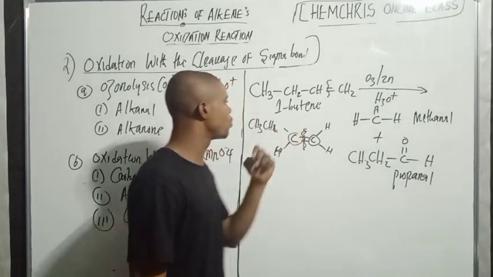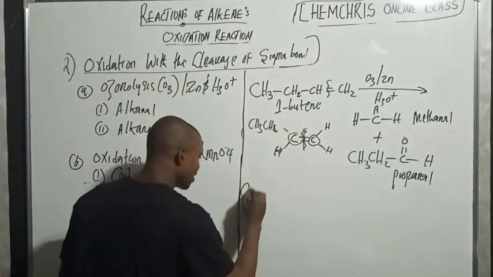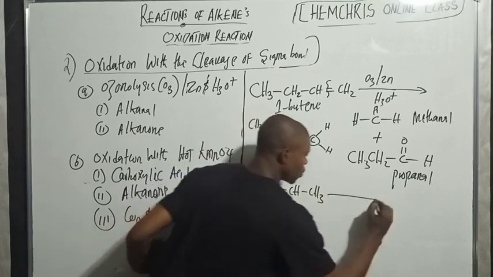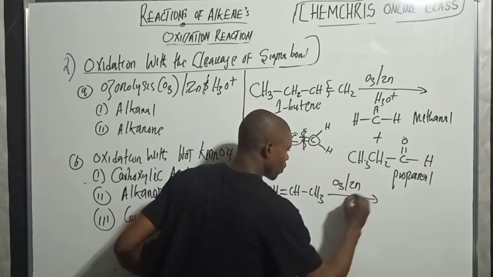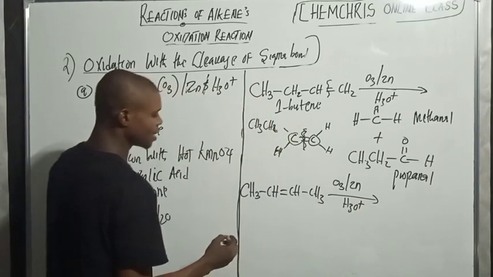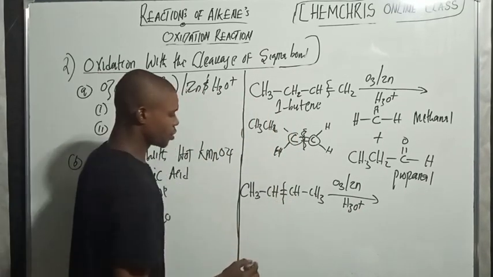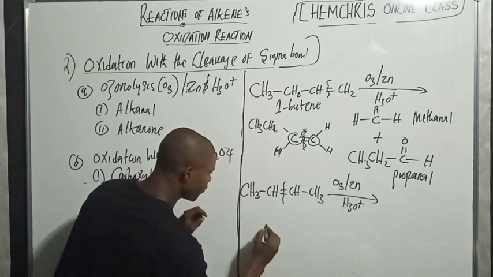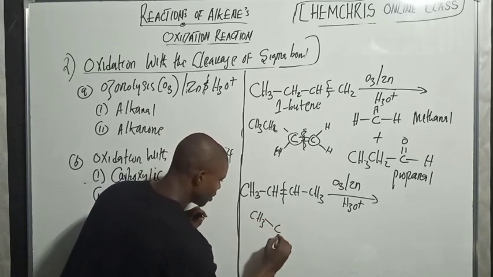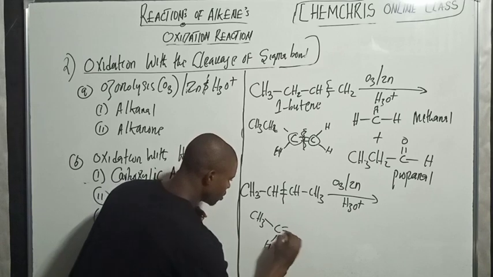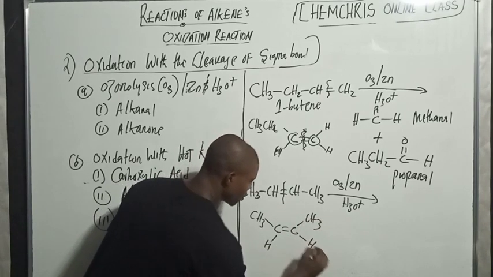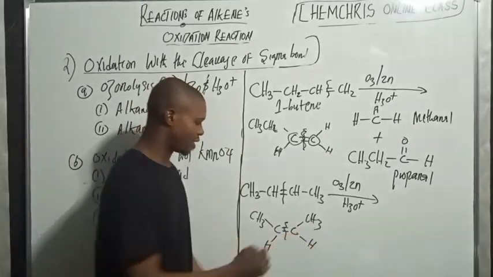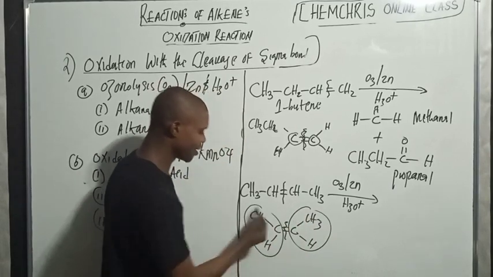Now, what about if you have 2-butene, where you have something like CH3, CH, double bond, CH, CH3. Now undergo ozonolysis. It's going to break from here. You understand? These two are the same. So this one, just like here, we have CH3, C, hydrogen, CH3, hydrogen, right? Now, this one wants to break into two. So this one will form an aldehyde. This one will form an aldehyde. Two of them are the same.